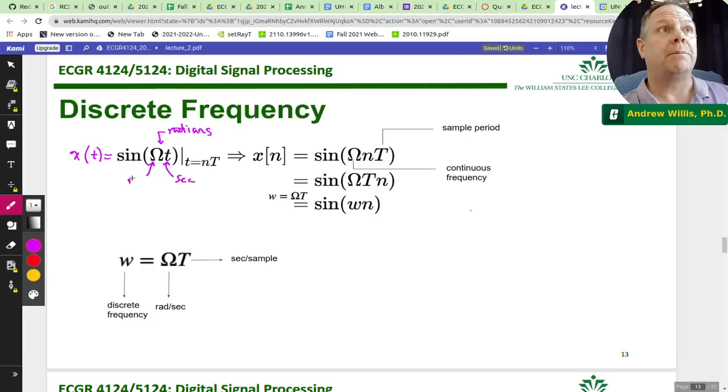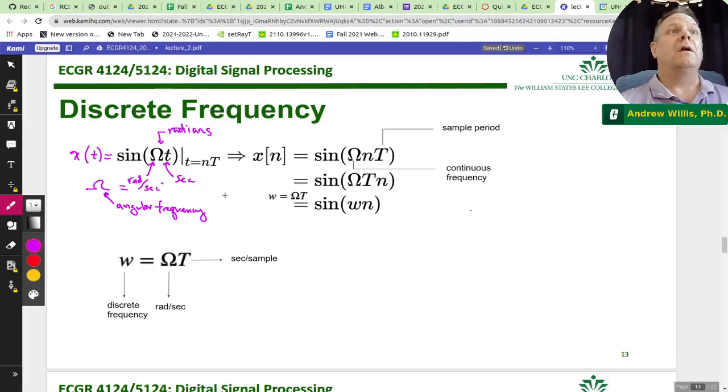It's per second. So when I multiply radians per second times seconds, I get units of radians. So the units of frequency, angular frequency, which is omega, are radians per second. And radians per second multiplied by seconds gives you radians, and that product has the proper units to plug into a trigonometric function.